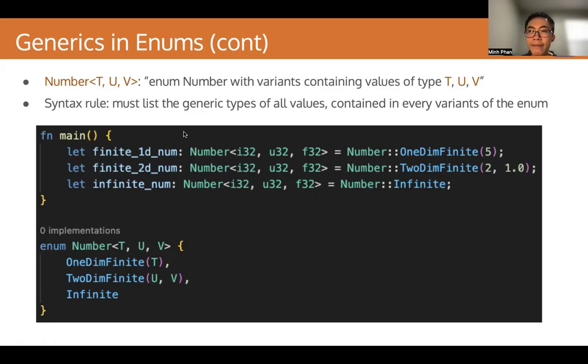And here we also have similar syntax rules to the structs. We must list the generic types of all values contained in every variant of the enum. So here we have a variant containing the type T and a variant containing the types U and V. We must list all three of them in the enum signature.